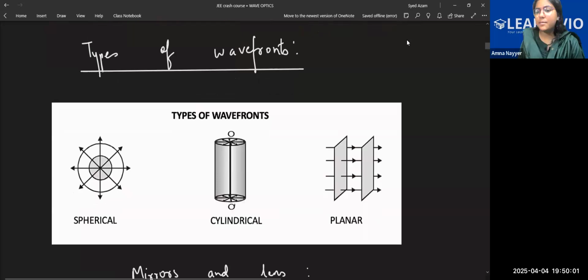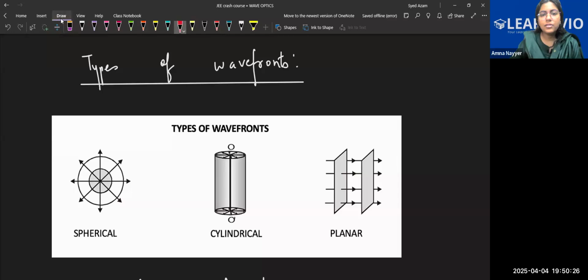Then there are various types of wavefront, depending upon the source. If the source is like a pebble, when you throw a pebble in water, ripples are created in the form of concentric circles, right? Similarly here also, when you have different kinds of sources, that will create a different kind of wavefront. So the spherical one is very easy to relate with the pebble case, right?